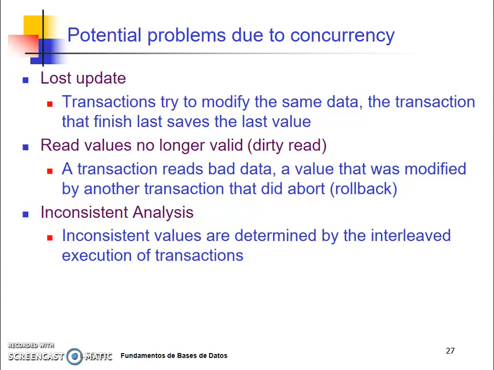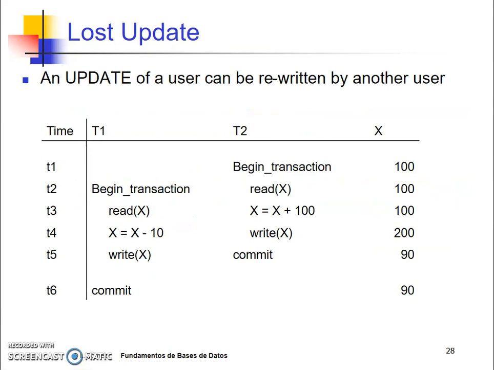The other case in which we have a problem with concurrency is when a transaction reads data that was modified by another transaction, and then the first transaction aborts. That's a problem that is called the dirty read. An inconsistency analysis is when we have several transactions executed in parallel and they are just reading data. We're going to see an example of each case.